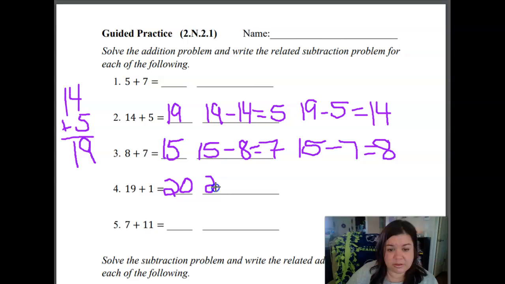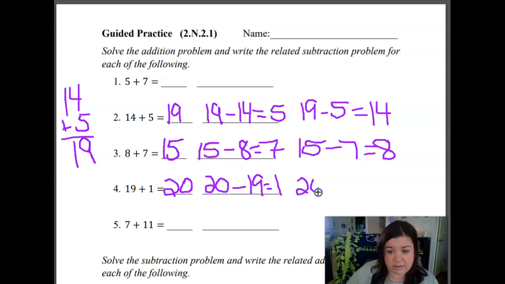Okay, we start with our answer. 20 minus, and I just go left to right, that way I don't mix anything up. 19 equals, what number we have here? 1. Remember, only working with 3 numbers.